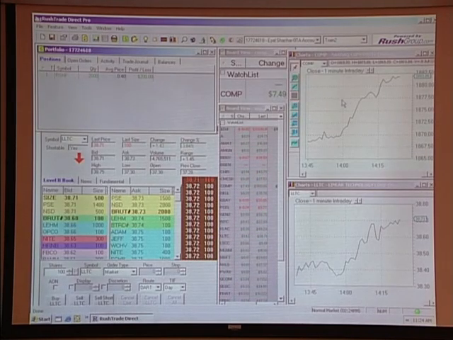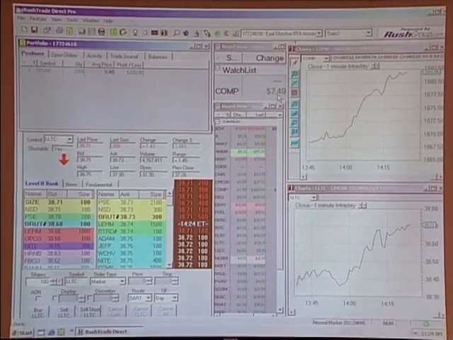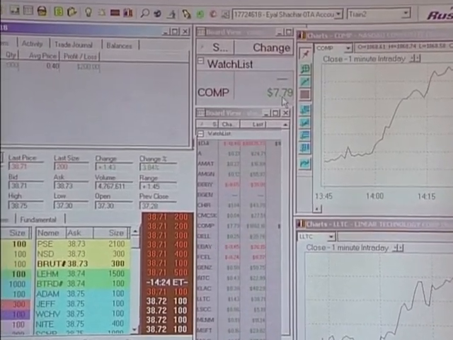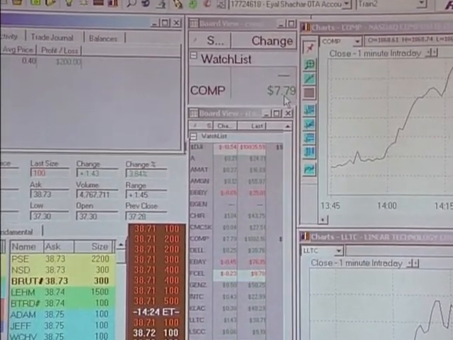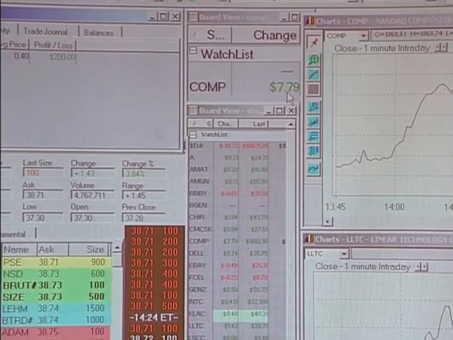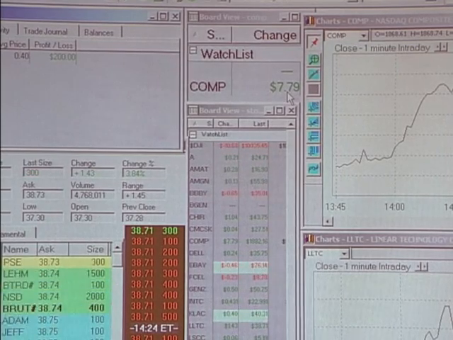Now, there's a couple of caveats to all this. If you look right here in the top center, you see where it says composite is plus 7.49. To really do this well, we need the composite to be at least up 15 points or down 15 points for this to work really well. But let's see what we can do here.